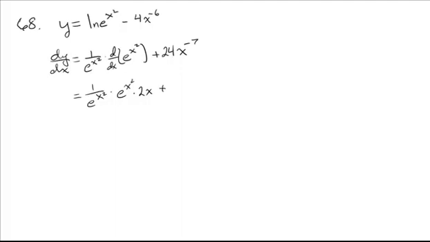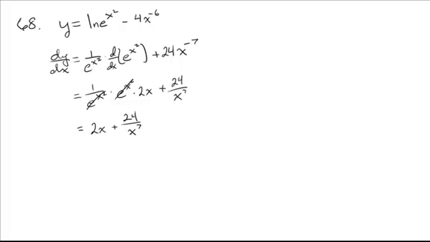And here we can take that negative exponent and put that in the denominator and write that as 24 over x to the 7. You probably see really quickly, we have a cancel there. And so our answer becomes 2x plus 24 over x to the 7.